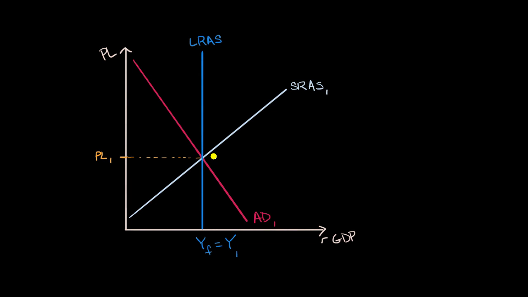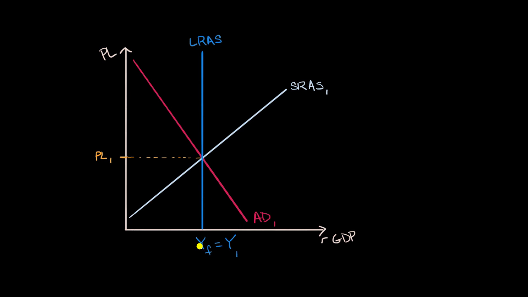What we have depicted here is an economy in long-run equilibrium. Notice the point at which the aggregate demand curve and the short-run aggregate supply curve intersect. That specifies an equilibrium price level, PL sub 1, and an equilibrium level of output, Y sub 1. But notice, that point of intersection also intersects the long-run aggregate supply curve. And so that is also our full employment output.